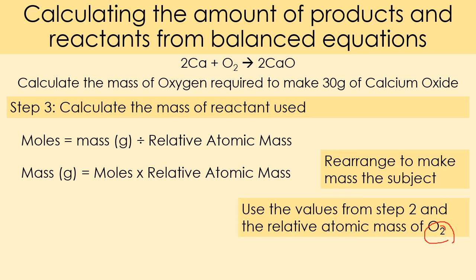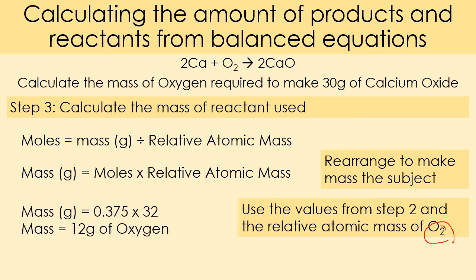So we're going to use our values. So we had 0.375 as our number of moles. We're going to times it by our relative atomic mass, which is 32. We'll do 0.375 multiplied by 32, and that gives us 12 grams of oxygen. So we need 12 grams of oxygen to make 30 grams of calcium oxide.